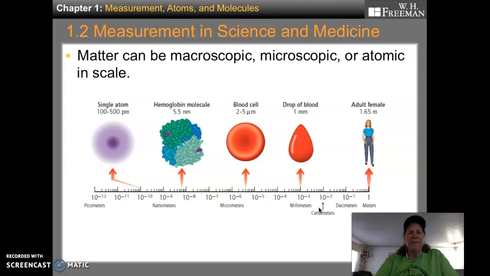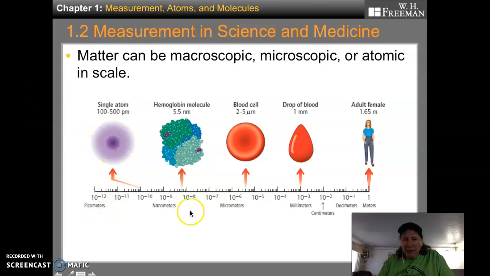What do we have here? We have sizes. When you do measurements in science, you'll see a lot of stuff in this chapter, in this book, about medicine, because this course is more for people going into medical fields. But when you're looking at sizes, here's a single atom. We cannot see that with the microscopes that we have. It takes something pretty special to see that.